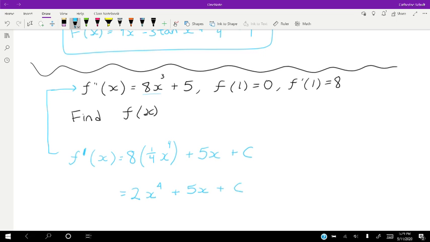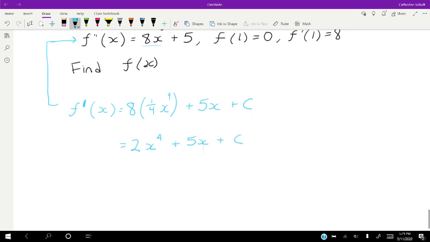And we can always check our work. Notice if we were to take this derivative, it would be 8x cubed plus 5 plus 0. 8x cubed plus 5 plus none, okay? So we know we're on the right track, right? And again, that's f prime of x. Okay, so before we take the antiderivative to get to f, we have to figure out this constant c. And we're going to use this piece of information, f prime of 1. I love plugging in ones sometimes, at least in polynomials. We know f prime of 1 is equal to 8.